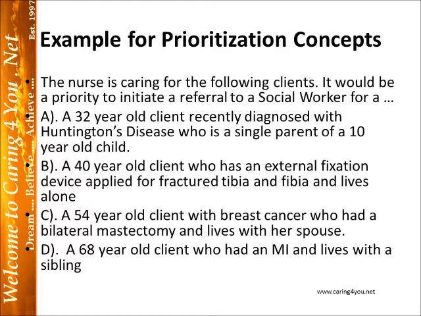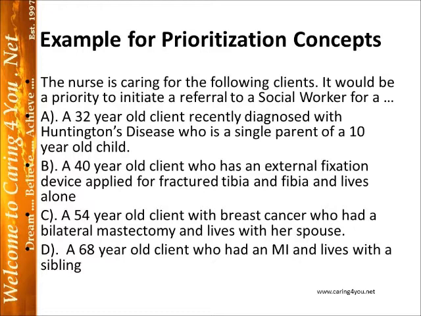This next slide is a perfect example of when I say when you're working with the interdisciplinary staff, you want to pick the scope of practice that's within their scope of practice with your client, not your scope of practice. Let me read it to you. The nurse is caring for the following clients. It would be a priority to initiate a referral to a social worker for A. A 32-year-old client recently diagnosed with Huntington's disease who is a single parent of a 10-year-old child. All right, let's keep that. That sounds like there might be a problem there. B, a 40-year-old client who has an external fixation device applied for a fractured tibia and fibula and lives alone. Let's keep that. That sounds like that might be a problem there.